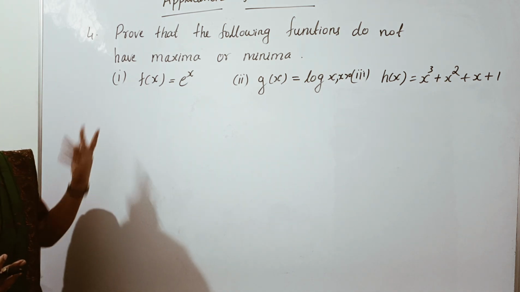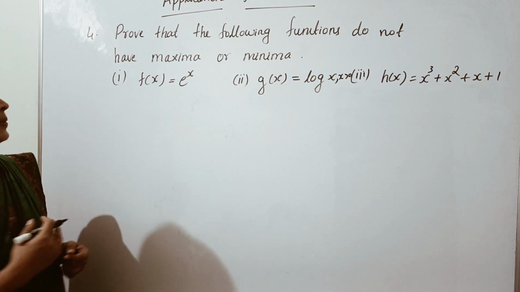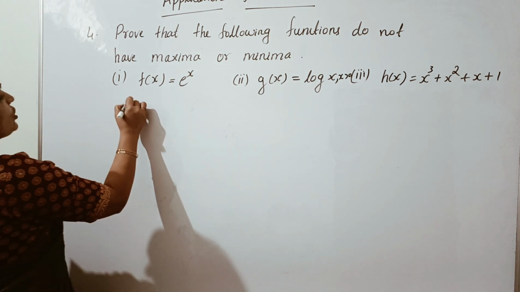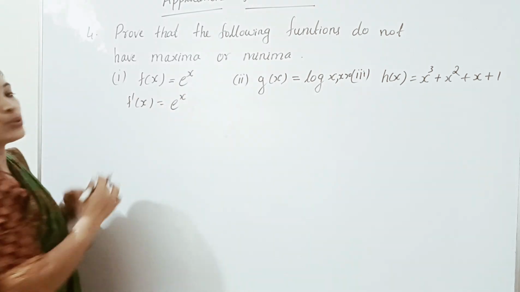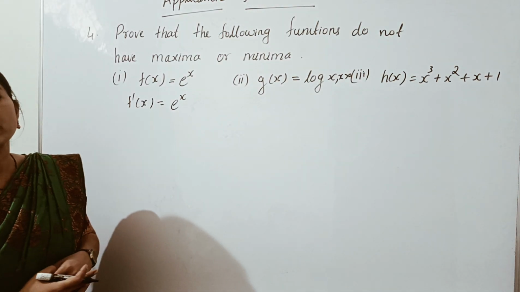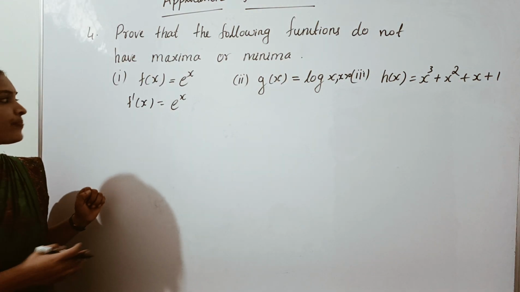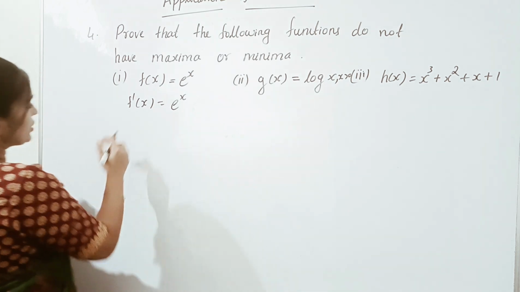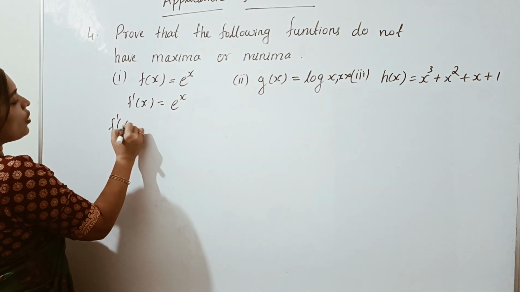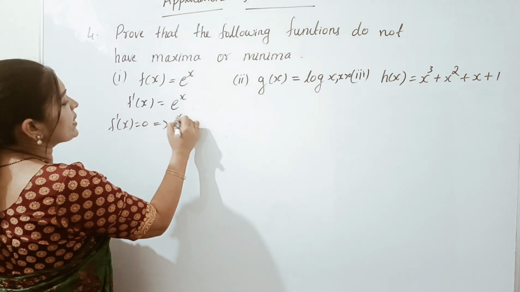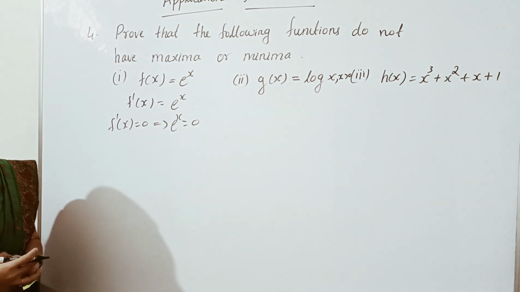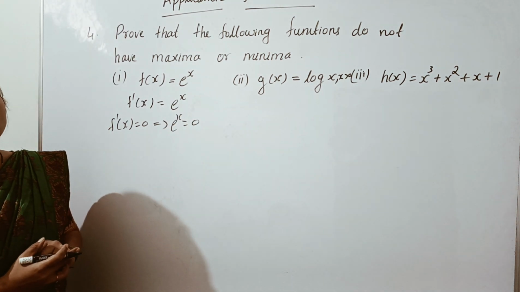Okay, let's check whether these functions have maxima or minima. First of all, let's find f dash of x. f dash of x is equal to e raised to x itself. That is, the derivative of e raised to x is nothing but e raised to x itself. Next step is f dash of x is equal to 0 for critical points, right? So f dash of x is equal to 0 implies e raised to x is equal to 0.